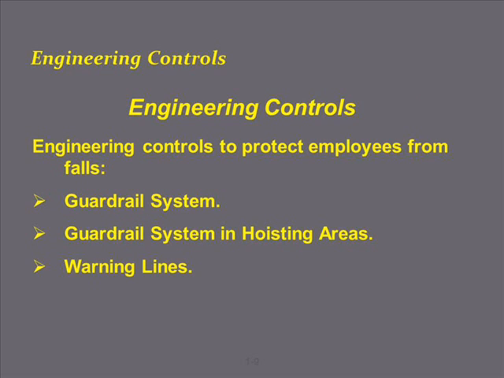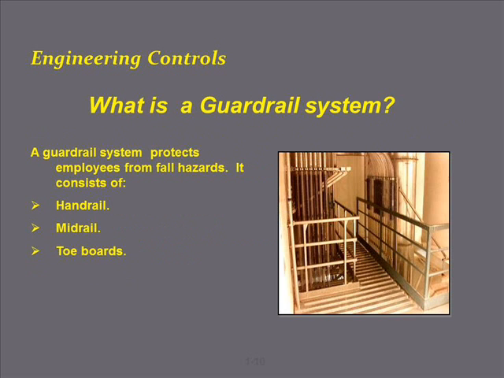Engineering controls, which are controls used other than personal fall arrest systems, are also used to prevent people from falling. These include guardrail systems in hoisting areas, and warning lines. A guardrail system protects employees from fall hazards. It consists of a handrail, a midrail, and toe boards. It prevents workers from falling over the edge.